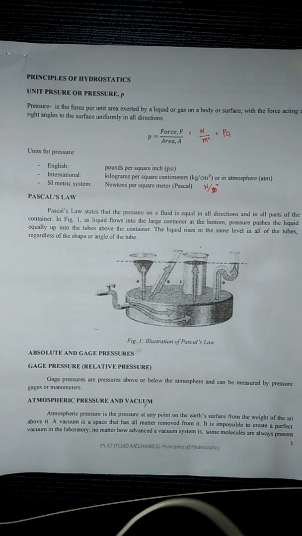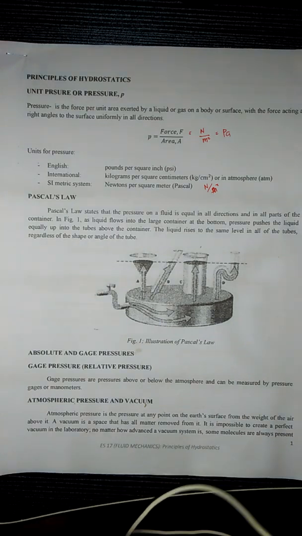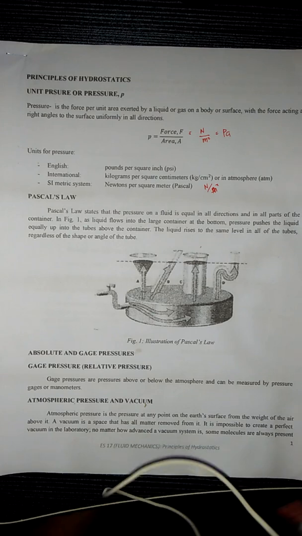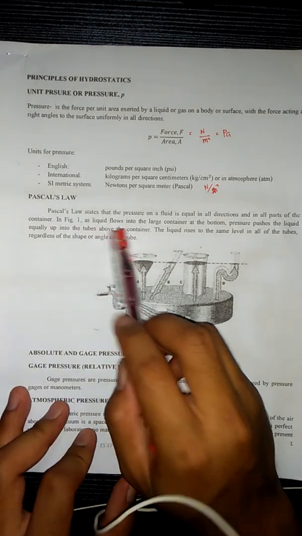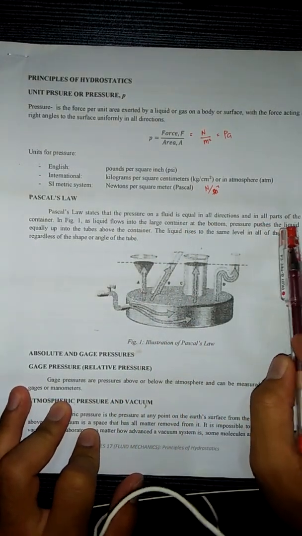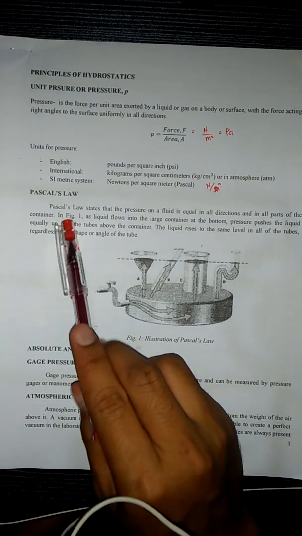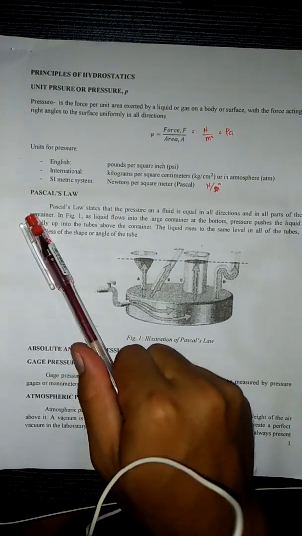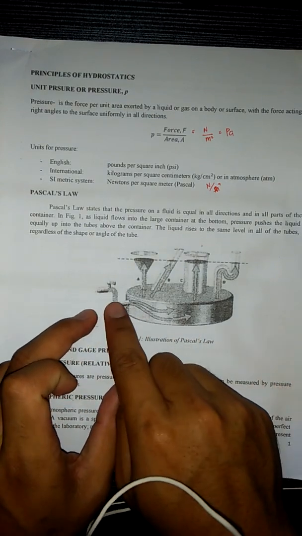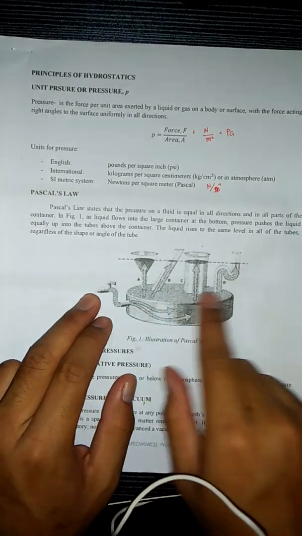So let's move on. Let's forward to Pascal's law. Well, in Pascal's law, that is according to Blaise Pascal. Sa Pascal's law states that the pressure on a fluid is equal in all directions and in all parts of the container. So to deeply understand kung anong ibig sabihin ni Blaise Pascal dito, consider this faucet. Tapos may containers dito na A, B, C, and D.